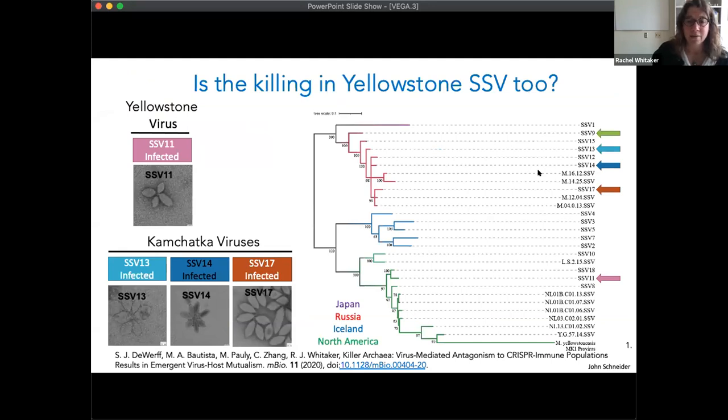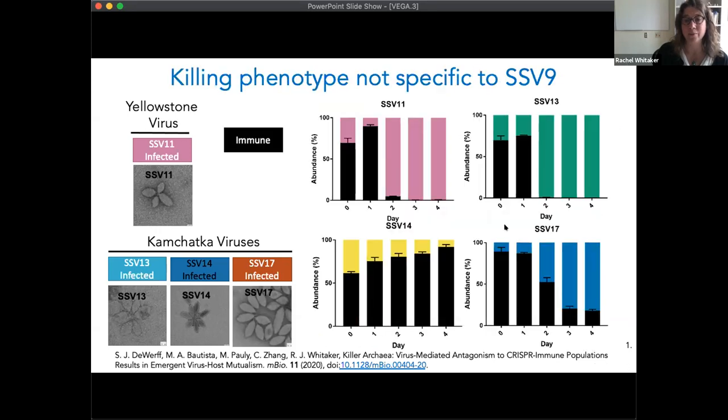So we extended this to look at our Yellowstone SSV viruses and other Kamchatka viruses, and found that most of the ones that we tested actually do have this killing phenotype. And so there's SSV11, which is from Yellowstone. It kills its host, its immune cells, very rapidly. The other viruses also do, except for SSV14, which does not make the protein toxin that we've identified now. So that all makes sense.